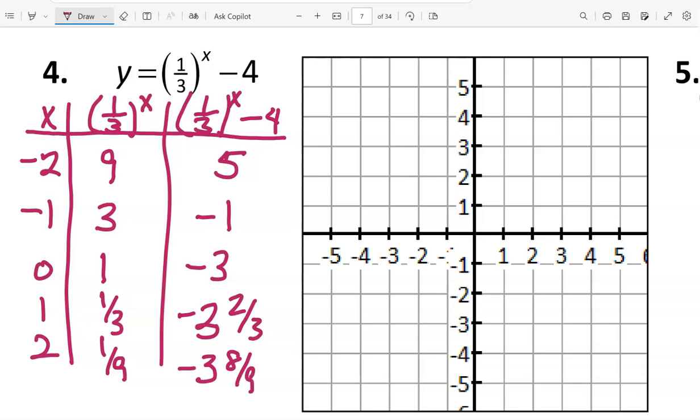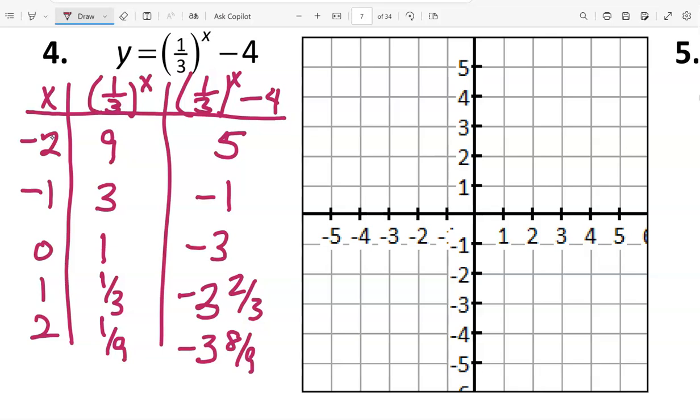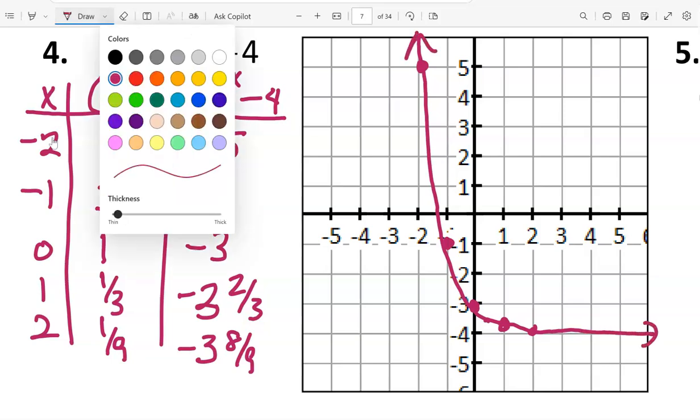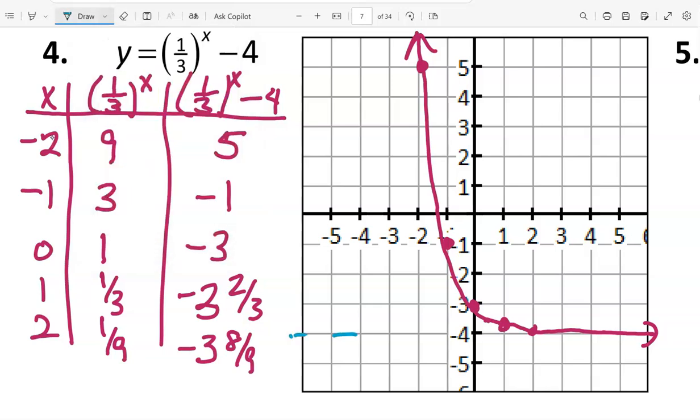Now I'm going to graph each of those points: (-2, 5), (-1, -1), (0, -3), (1, -3 2/3), and (2, -3 8/9). So this is going to be a falling exponential function, and the values of y are going to get closer and closer to that -4. So the graph will have a horizontal asymptote at y equals -4.